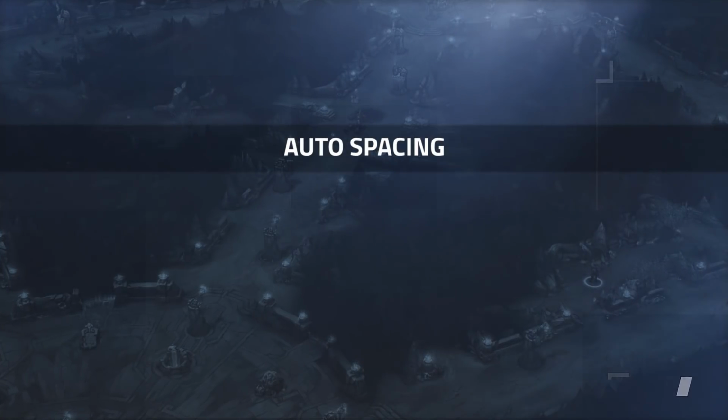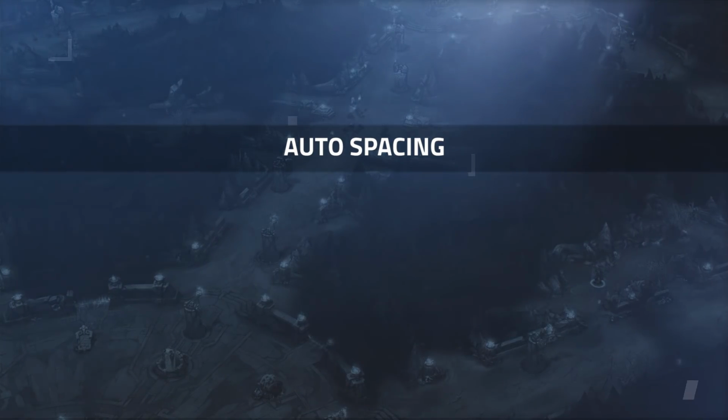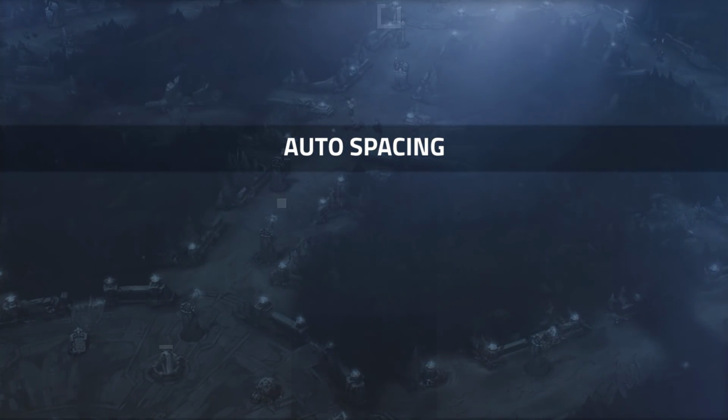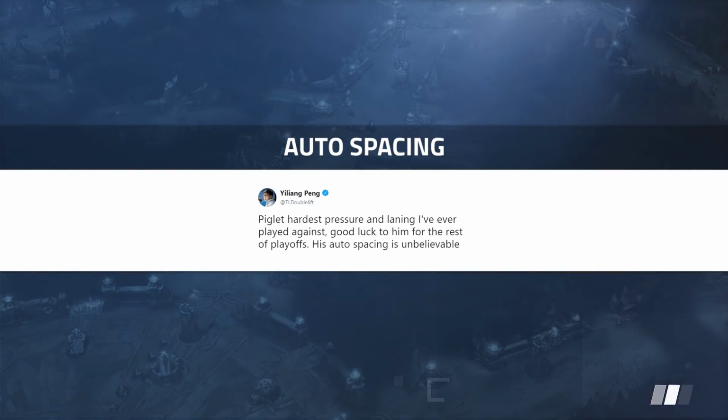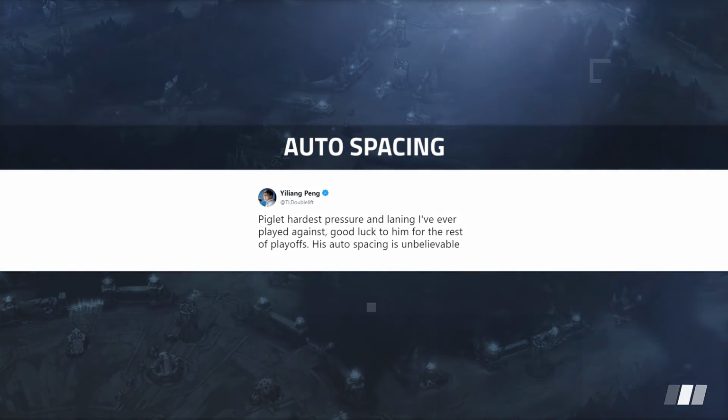Now, one other term that has been thrown around a lot and has caused confusion for a lot of players is the term auto spacing. This originally gained a lot of attention after Doublelift tweeted about it. Although it may sound confusing, auto spacing is exactly the same as spacing, just with auto attacks. Since Doublelift is an AD carry player, auto attack range becomes much more important in the laning phase in bot lane compared to spellcasters in mid lane.